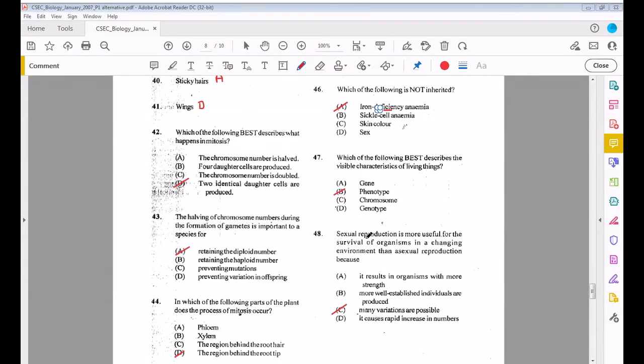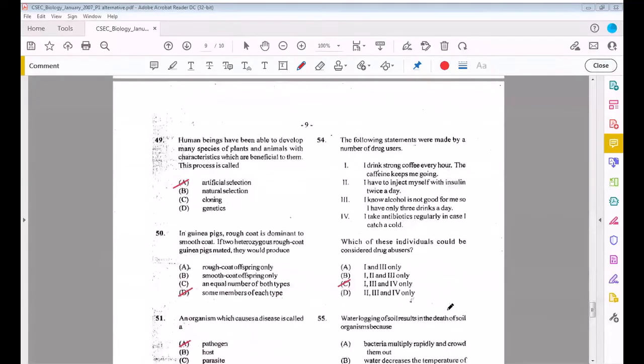48. Sexual reproduction is more useful for the survival of organisms in a changing environment than asexual reproduction because, see, many variations are possible. So the others, it results in organisms with more strength, not necessarily. More well established individuals are produced, not necessarily, and it causes rapid increase in numbers. That is not true. So C is the answer that makes the most sense here.